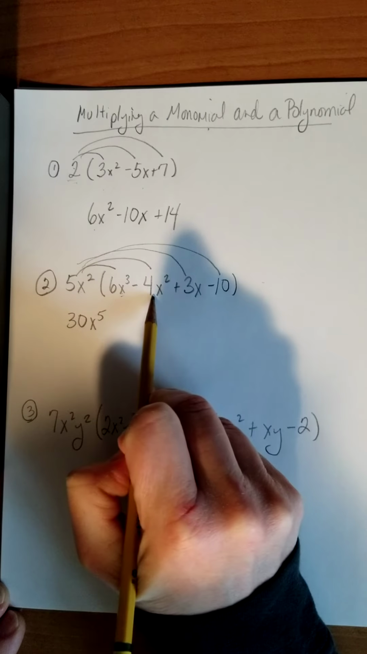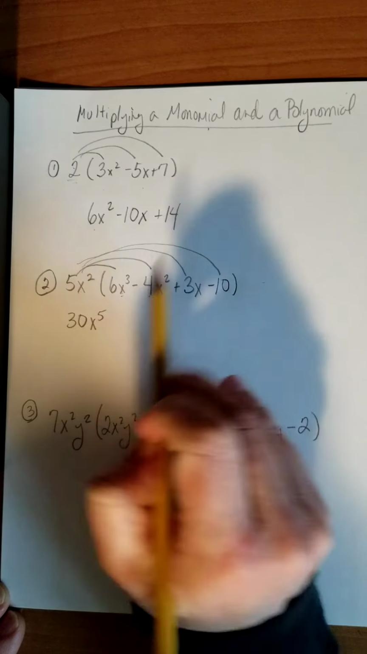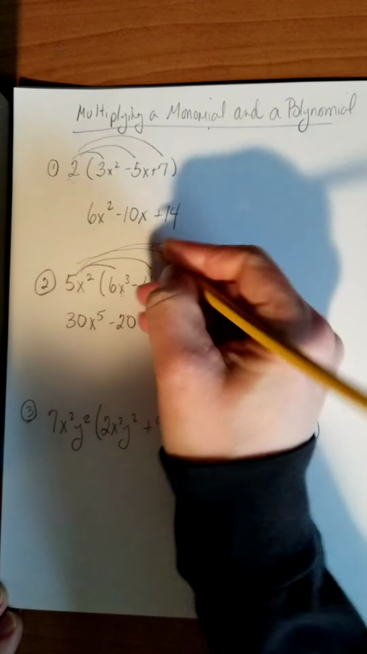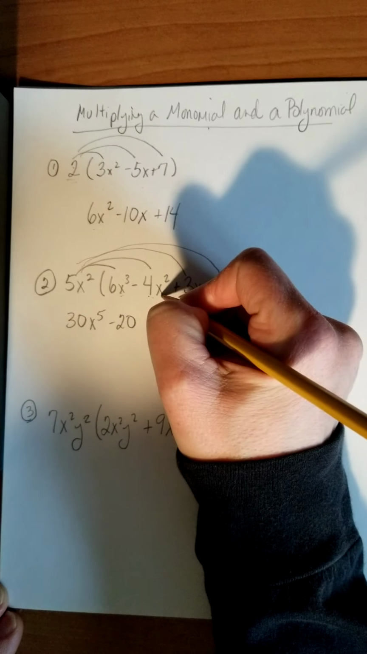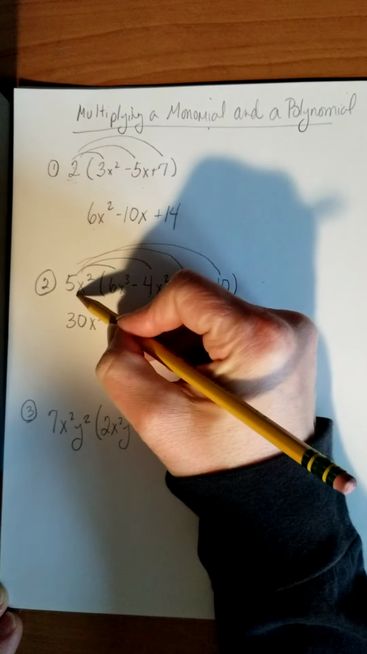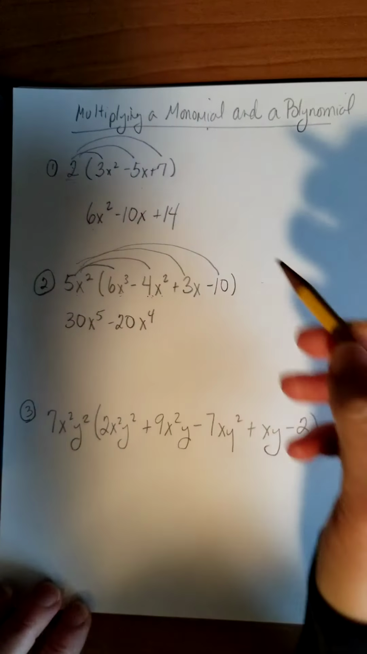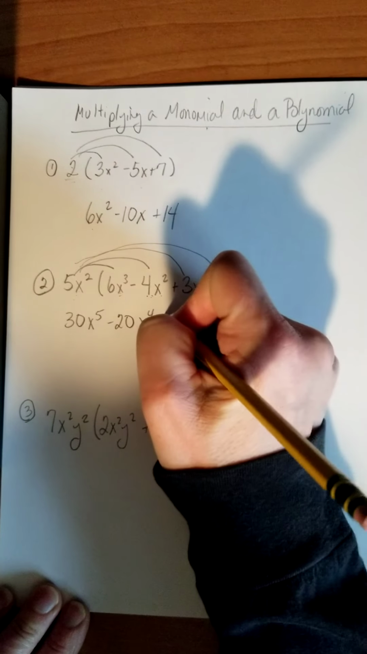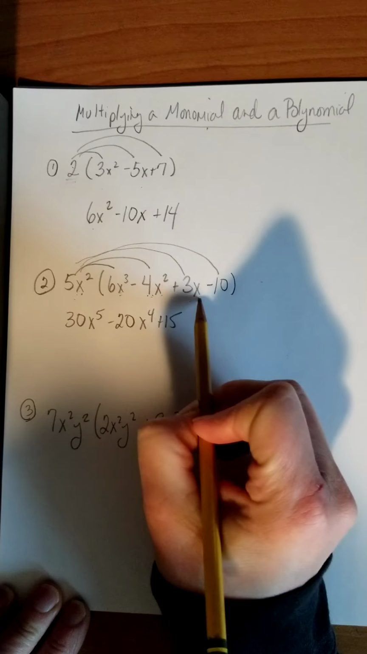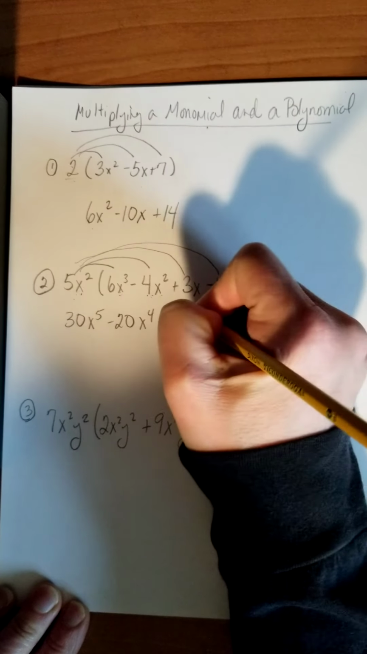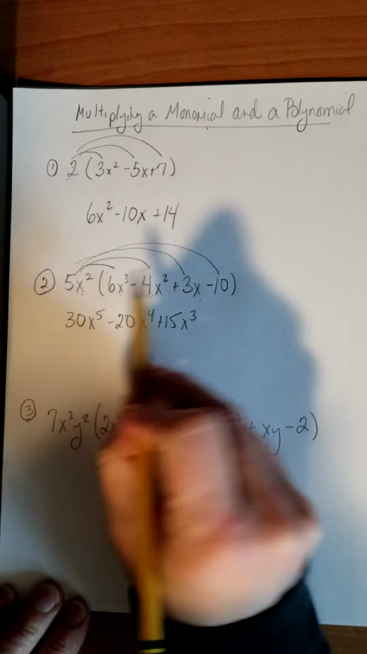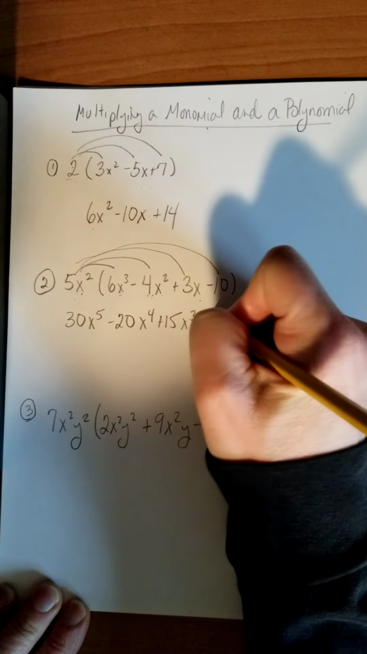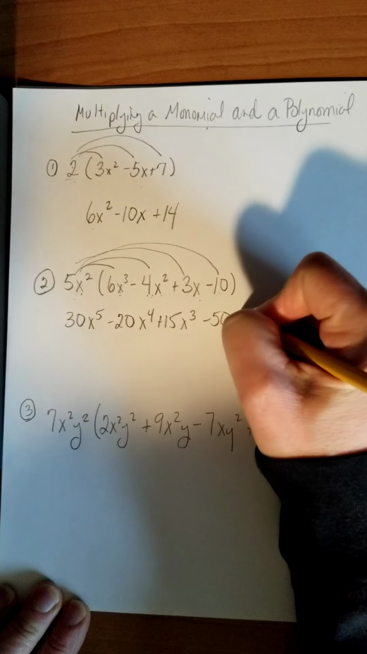5x squared times a negative 4x squared. 5 times negative 4 is negative 20. X squared times x squared, that would be x to the 4th, because if I have 2 x's here and 2 there, I have 4 in all. Next one, 5x squared times 3x. 5 times 3 is 15. X squared times x, that's going to give me an x cubed. And 5x squared times negative 10. 5 times negative 10 is a negative 50. We have to multiply that by x squared.